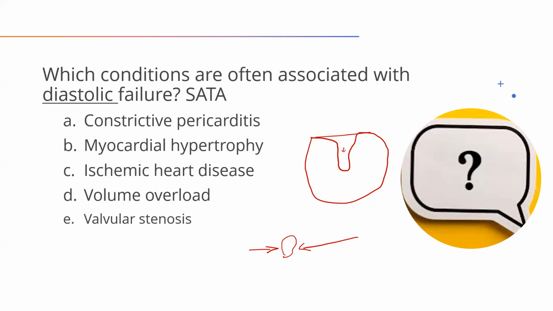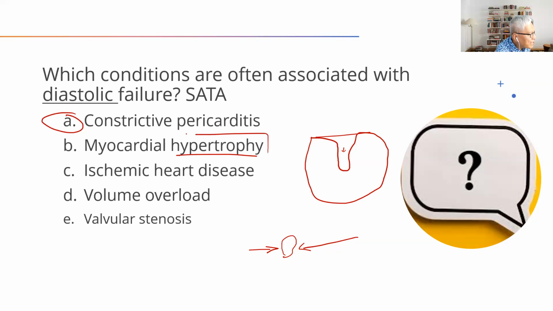Yes. So therefore, A is going to be a correct response. Hypertrophy means to say that we're going to have enlargement of the cells. So these are the enlarged myocardium. So yes, this would also be a cause of diastolic heart failure. And ischemic heart disease. If you delay the relaxation of the ventricles, then you can also have diastolic dysfunction.